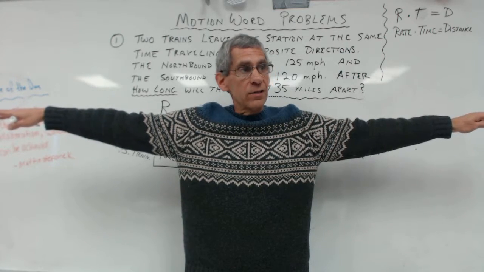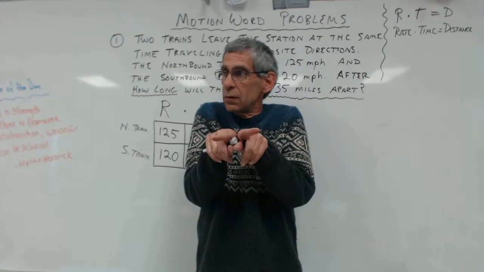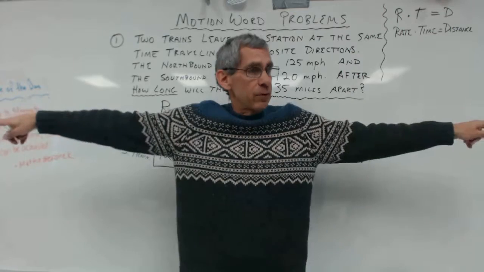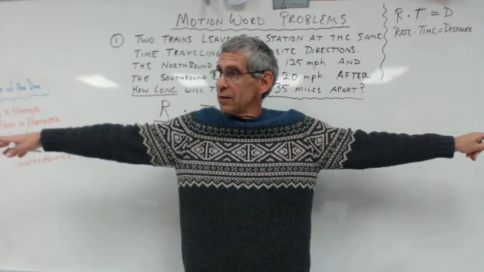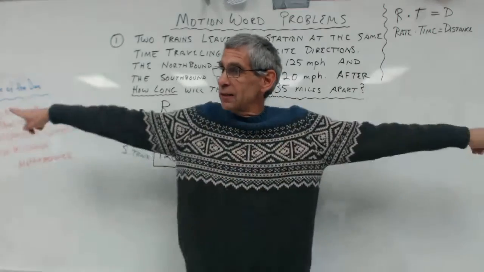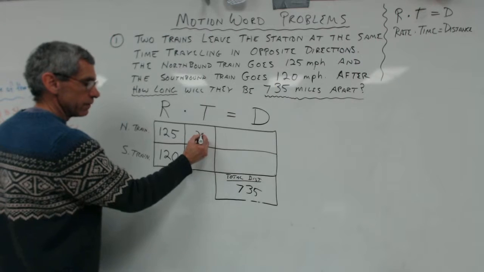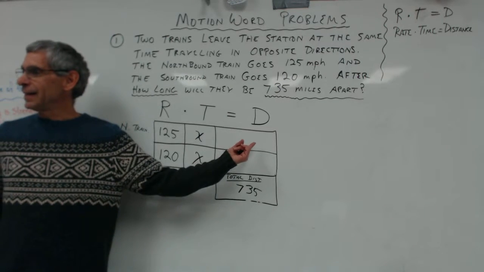So is the time the same for both trains? Yeah. They leave at the same time. But one's going up and one's going down. Right, but that doesn't matter. They stop at the same time because they get to 735. Do you agree with me? Yeah, the time is the same. They start at the same time. They stop at the same time. So I could make them both x. You agree with me? Okay, now how do you find D?